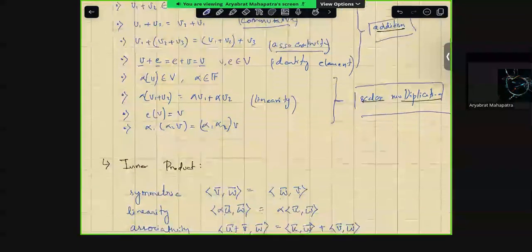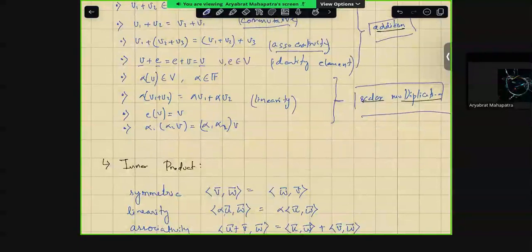And there are other conditions which go under your multiplication rules. That is, when you multiply a scalar alpha with one of the elements of your vector space, then the total value gives you some other scaled vector that is again part of your vector space V.